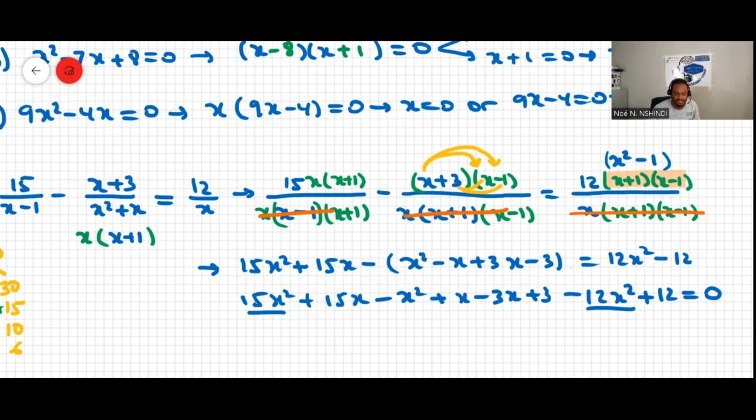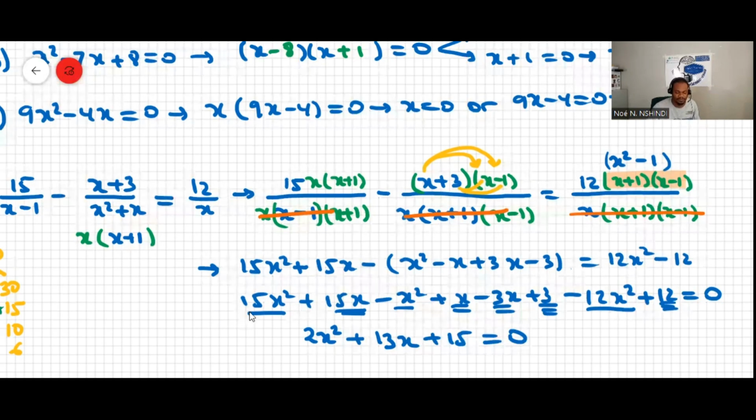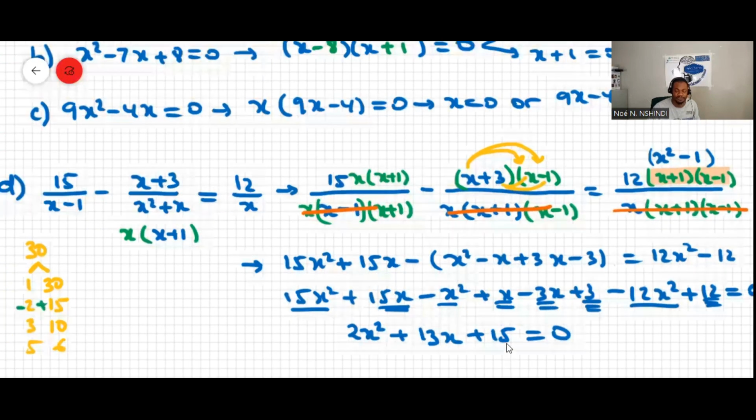We have that and that. That makes 2x squared, and then 15x, 16x minus 3, that makes plus 13x, and then we have 3 plus 12, that makes plus 15. Okay, equals 0. Now we do 2 times 15, which is 30. The factors of 30 are listed here.